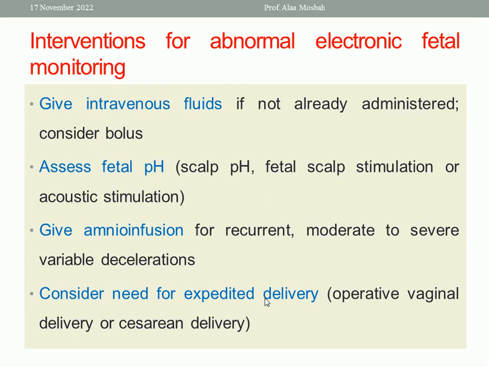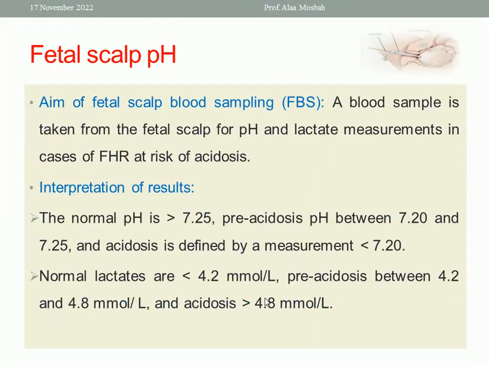Consider the need for expedited delivery, either operative vaginal delivery or cesarean delivery, according to the situation. Okay, so till now we finished 2 items in intrapartum fetal assessment. The first one, the biophysical profile. The second one, the continuous fetal heart rate monitoring using CTG.